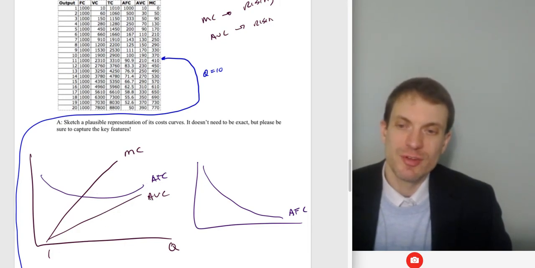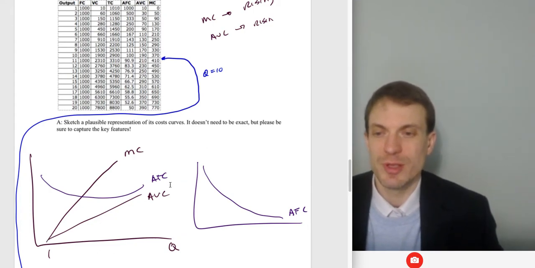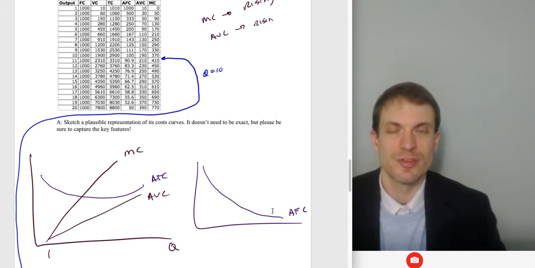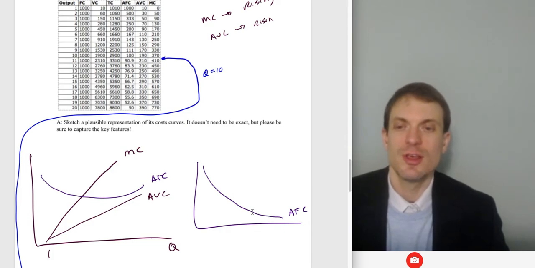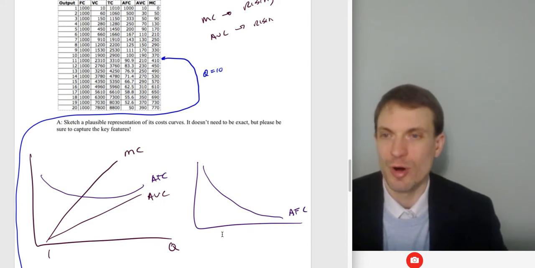Average total cost and average variable cost are going to move together as output increases because the difference between average variable cost and average total cost is just average fixed cost. And average fixed cost goes to 0 as output increases. Suppose fixed cost is 1,000. Suppose you produce 1 unit. Average fixed cost is 1,000 divided by 1, or 1,000. Suppose fixed cost is 1,000 and you produce 1,000 units. Average fixed cost is going to be 1,000 divided by 1,000, or 1. Right? It's going to be driven down as you produce more output.